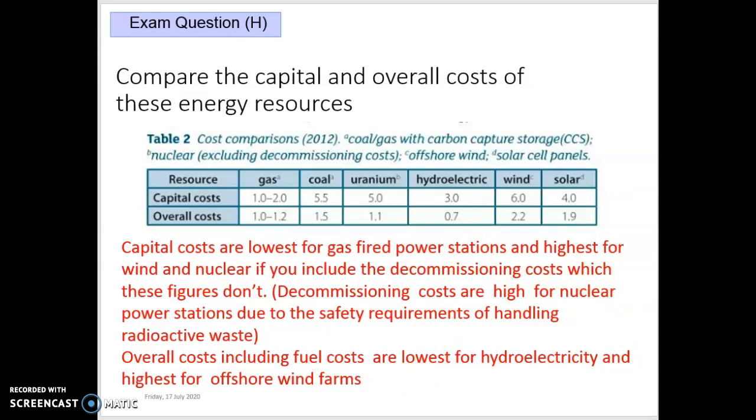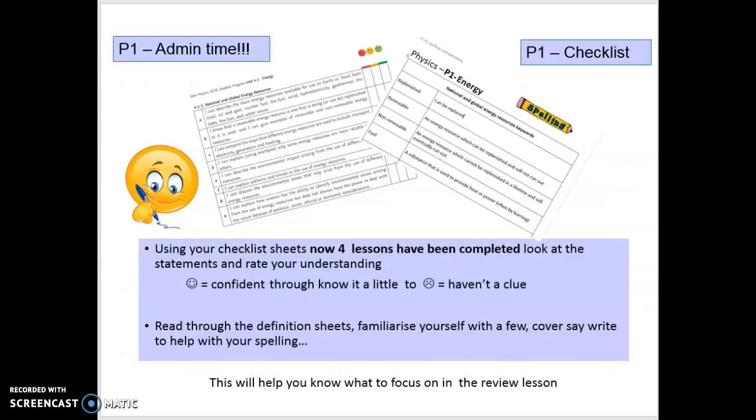Now at this point, it's worth going back to your progress sheets and just seeing how you feel about each of these lessons. Remember, you can always use BBC Bitesize if you need to top up some learning, or your revision guide. And don't forget your definition sheets. You can cover up these words. Can you put the definition in place? Can you do it the other way around? Can you give it to somebody to test?